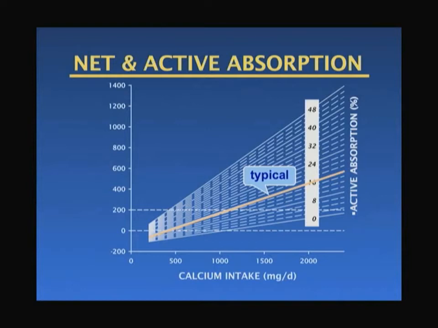This would be a typical active absorption fraction, about 16%. Now you see here that at 16% and an intake of, say, 1,400 milligrams per day, you are absorbing slightly more than 200 milligrams of calcium per day from a big intake. That's 1,700, 200 getting absorbed. And if you have a lower intake, say 800, you're not absorbing anywhere near as much.